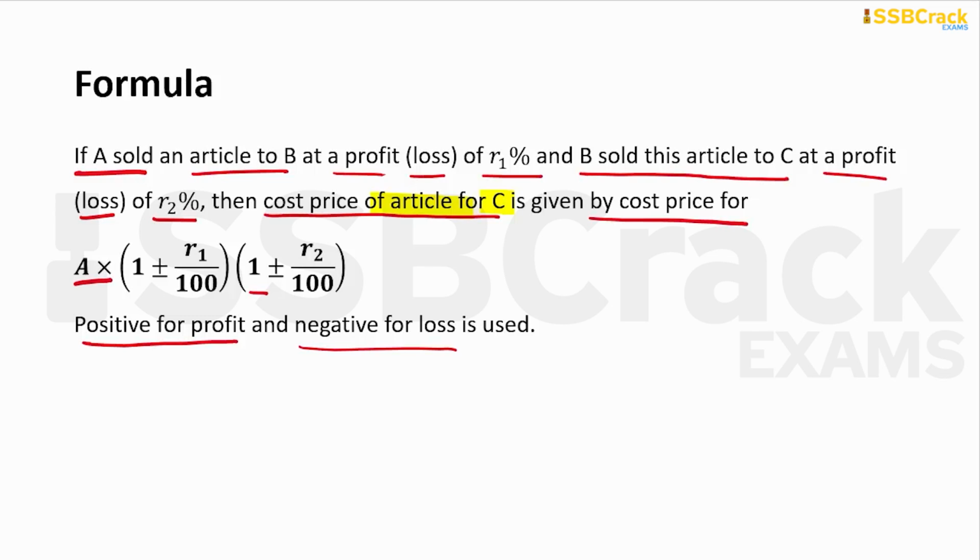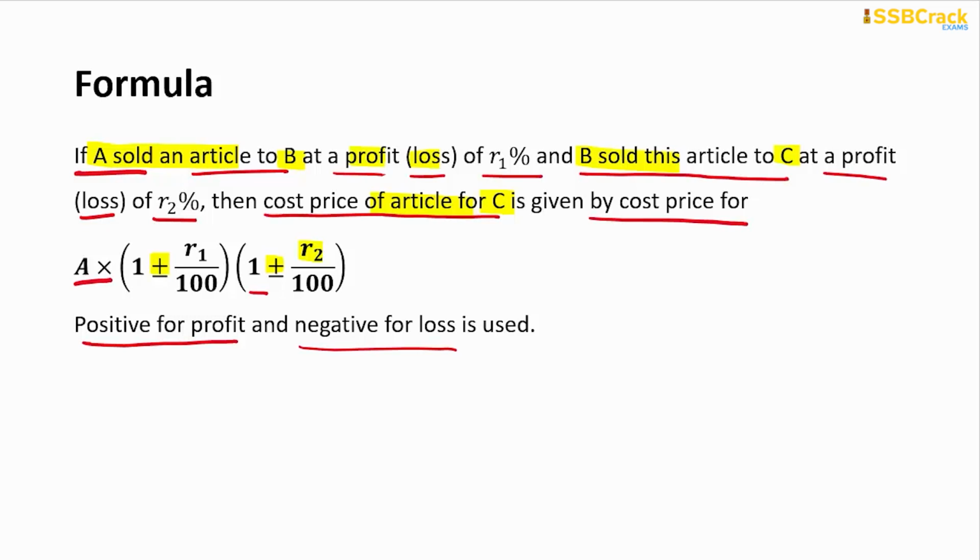Right, the cost price of an article for the person C, but how were the transactions? The person A sold an article to B with a profit or loss. If suppose the person A sold it with a profit, then in the formula the first bracket will have positive. If it is loss, then it will be negative. Similarly, when B sold this article to person C, then for the second bracket R2 will be positive when it is profit and it will be negative when it is loss.